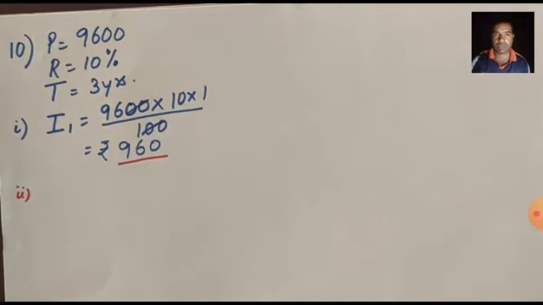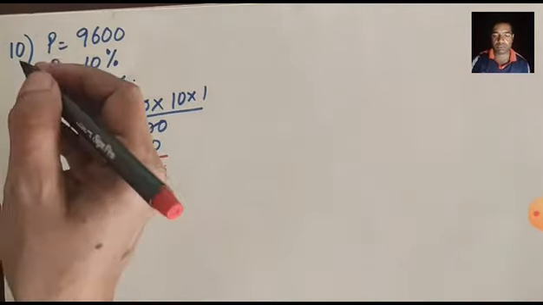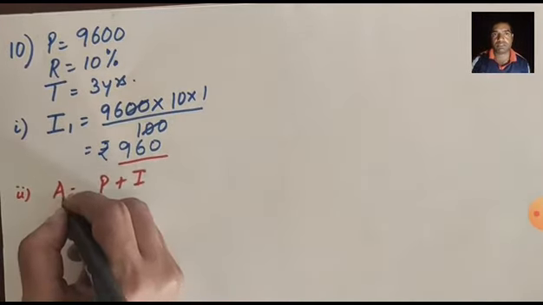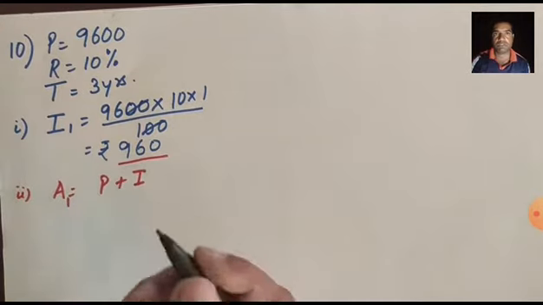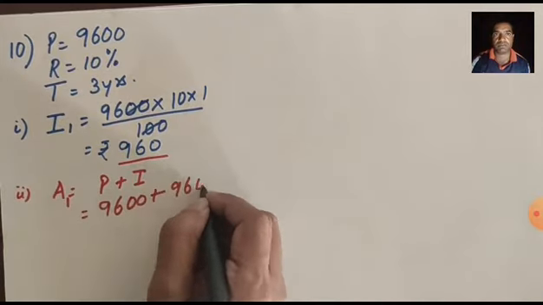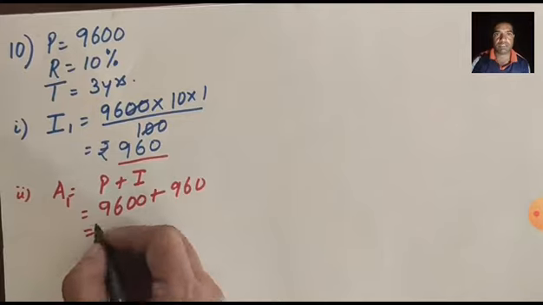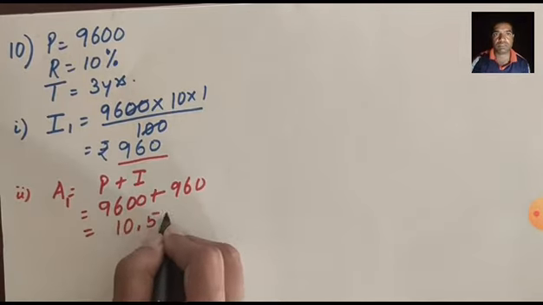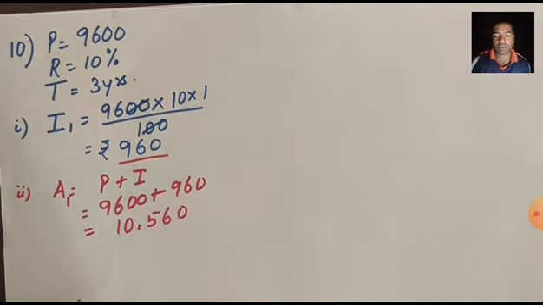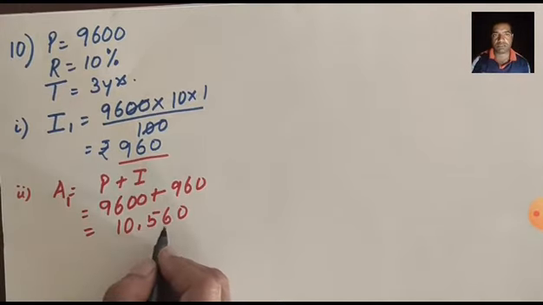Amount at the end of the first year. So the amount is equal to principal plus I. I means interest. So principal, which I have written at the top, is 9,600 plus 960. Then we will take the addition. Directly you can add, which will be 10,560. So the amount we got at the end of the first year is 10,560. Got it now? So this is your amount.